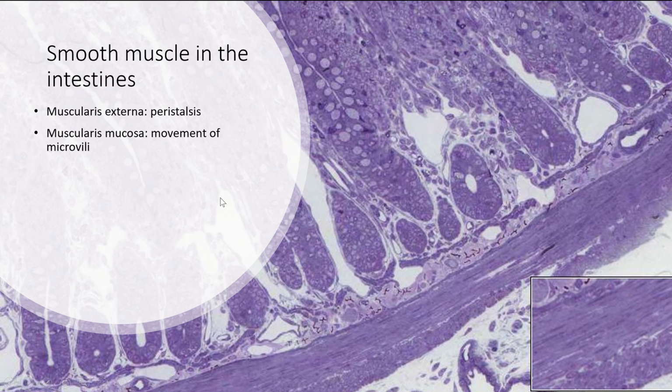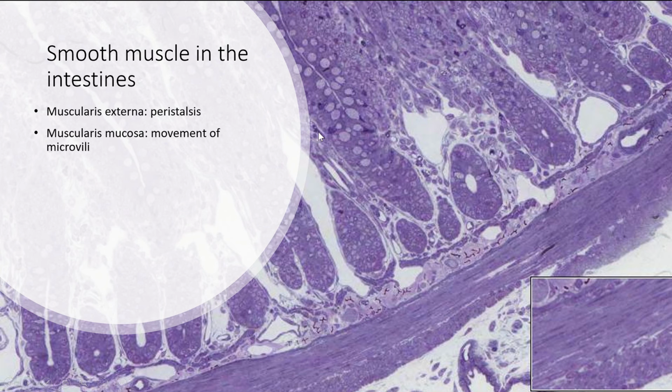Now we're going to talk about smooth muscle in the intestines. Remember we said smooth muscle does help move things along in the intestines. We'll learn more about this when we learn about the digestive system, but quickly we're going to go over some examples of smooth muscle. The first thing is the muscularis externa, meaning the muscle layer on the outside. So it's the outermost layer of muscle, right here.